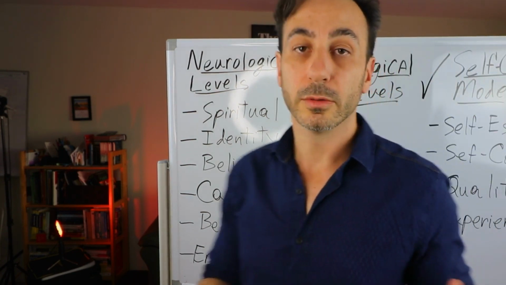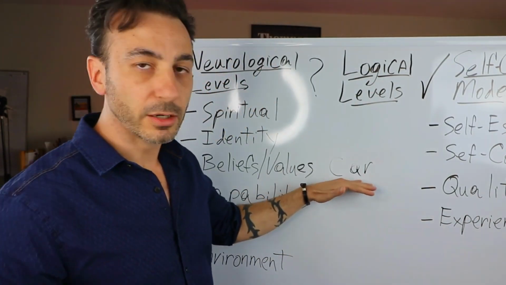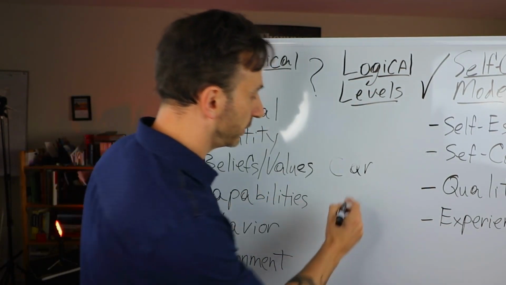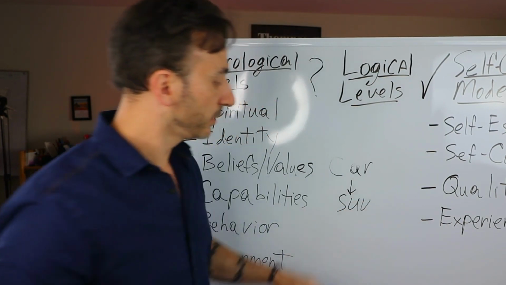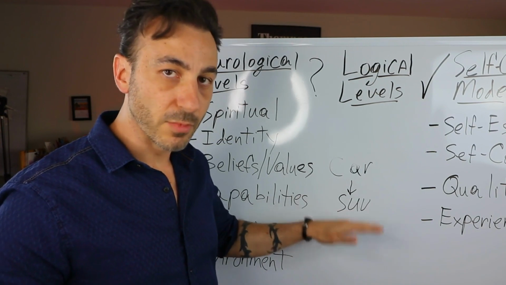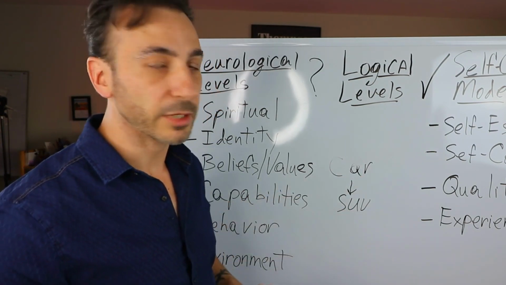Now, how would I go down the logical levels on the level of car? Well, I could say SUV. Okay, so that is more specific, a more specific car. So I'm not just talking about any car, I'm talking about an SUV.